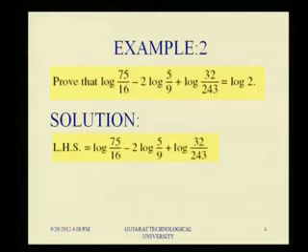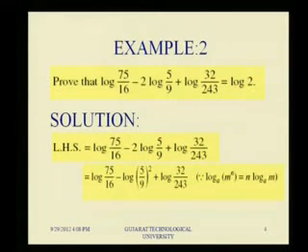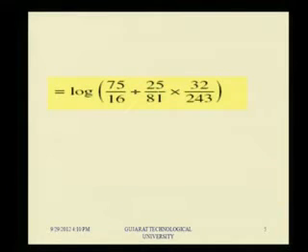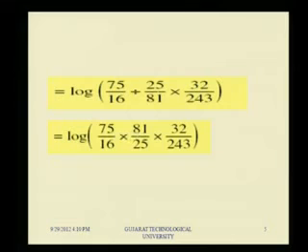Solution. LHS is given. Using power property of logarithm, this can be written as log 75 over 16 minus log 5 by 9 square plus log 32 over 243. Using properties of logarithm, subtraction goes to division and addition goes to multiplication. And when we simplify, we will get answer log 2.